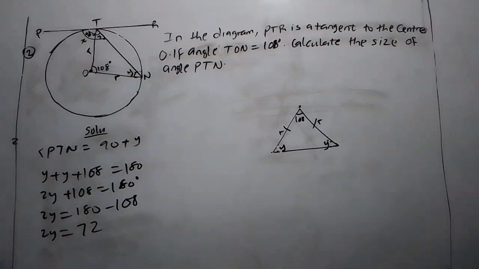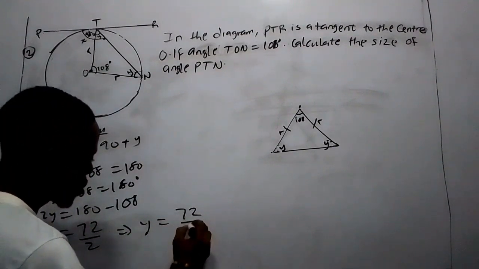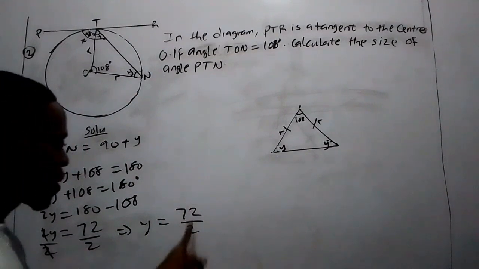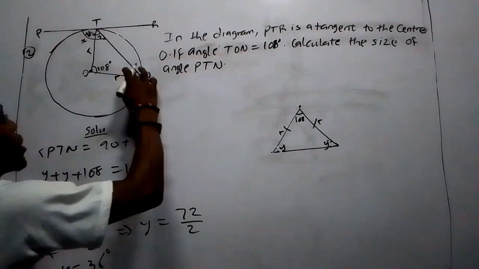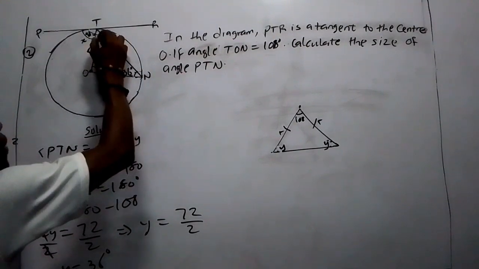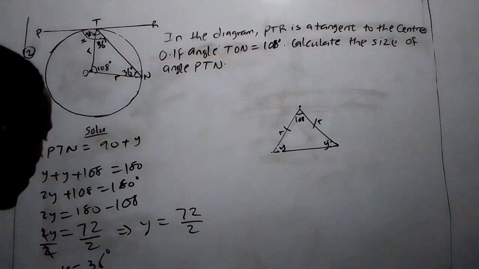To get the value of y here, we divide both sides by the coefficient of y, which is 2. So y is equal to 72 over 2. 72 divided by 2, we have 36. So therefore our y is equal to 36 degrees. It means that the value of y here is 36 degrees, and here, because they are equal, we have 36 degrees too. So we have gotten our y now.